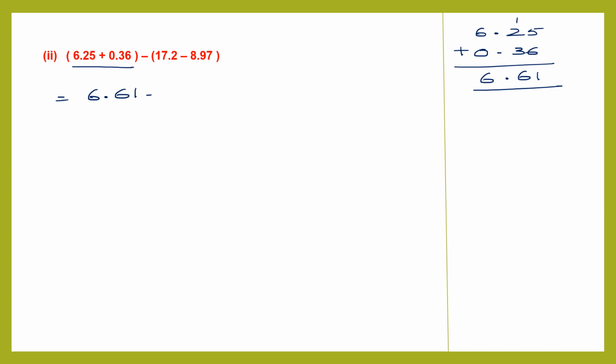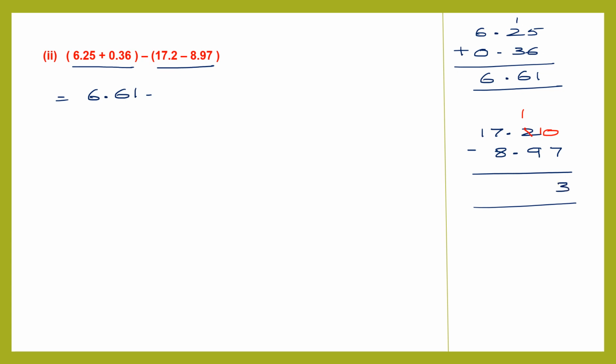6.61 minus, now let's subtract these two numbers. So that is 17.2 minus 8.97. So first thing is you arrange your numbers. Second, you make them like decimals and start your work. So here it is subtraction. 0 minus 7 you can't do. So I'm going to borrow from here. 10 minus 7 is 3.